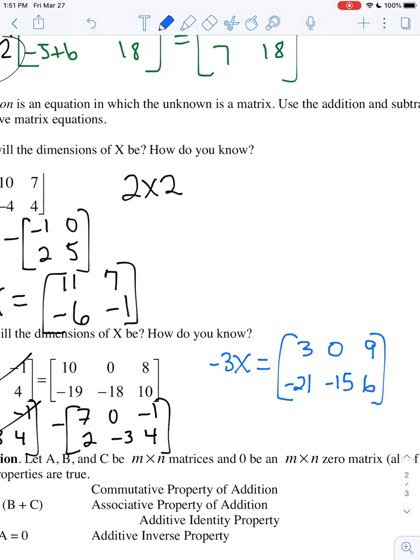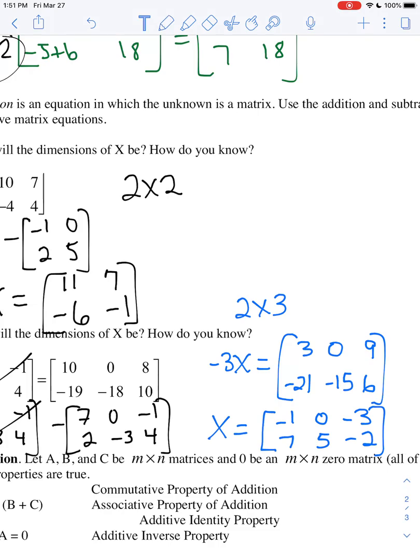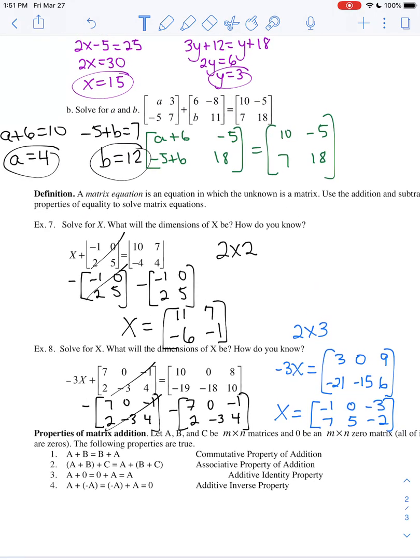All right, then what do you think we're going to do if I have negative 3X equals that? Hopefully you said divide everything by negative 3. So that's going to leave me with negative 1, 0, negative 3, 7, 5, negative 2. So the dimensions are 2 by 3, because when you're adding and subtracting, and if you multiply or divide by a scalar, it's going to keep the dimensions.